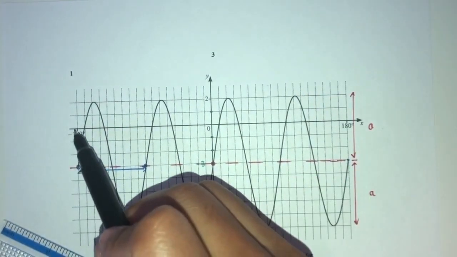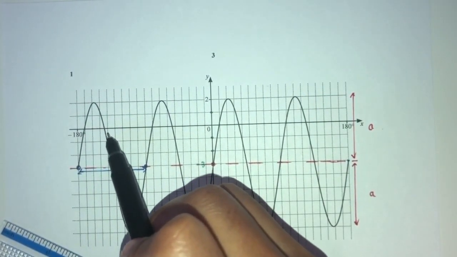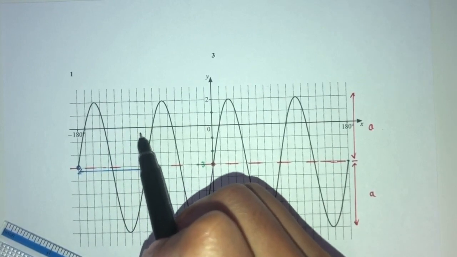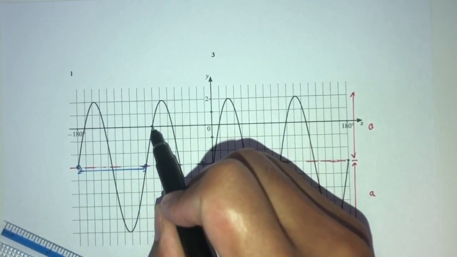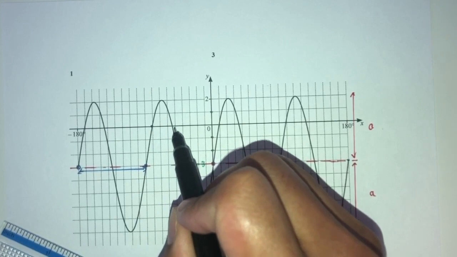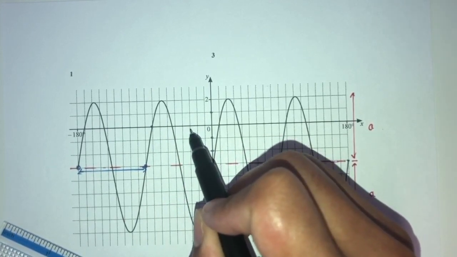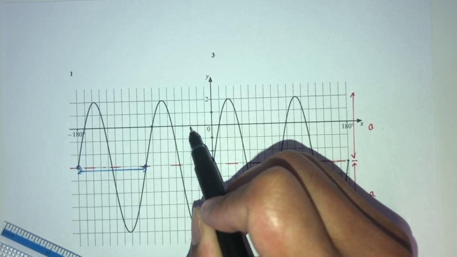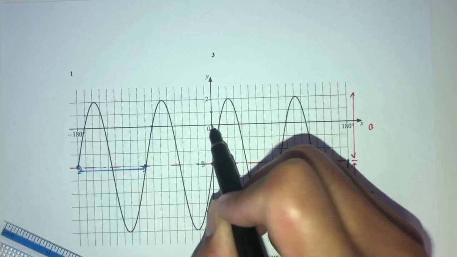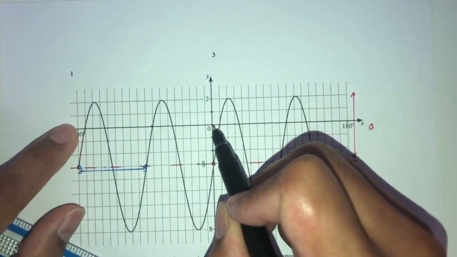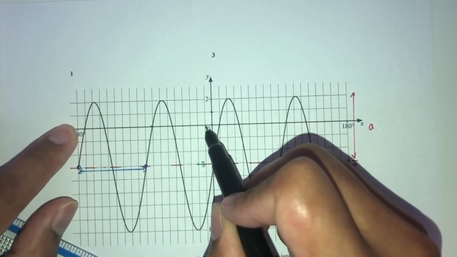So it's 1, 2, 3, 4, 5, 6, 7, 8, 9, 10, 11, 12, 13, 14, 15, 16, 17, 18. Okay, so this whole distance here is 18, which means 1 square is 10.